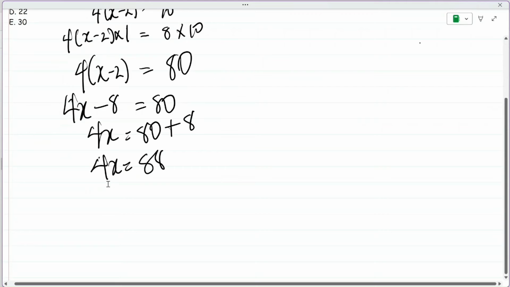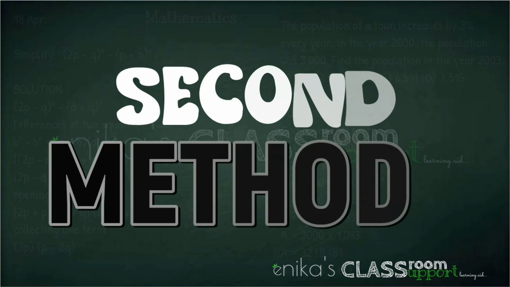Since we're looking for x and we want to get this 4 off this x, we divide both sides by 4, which is the coefficient of x. Divide this by 4 and this by 4. 4 cancels 4. X is equal to 88 divided by 4 is 22. You're allowed to use a calculator, so this will be easy. X is 22. Method 2.